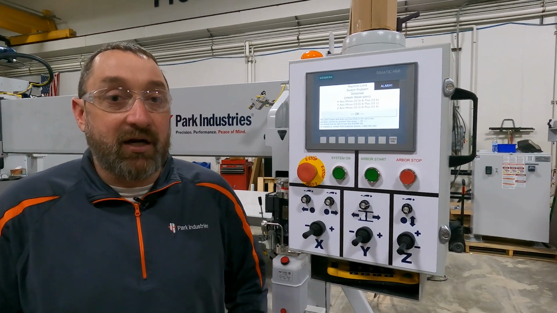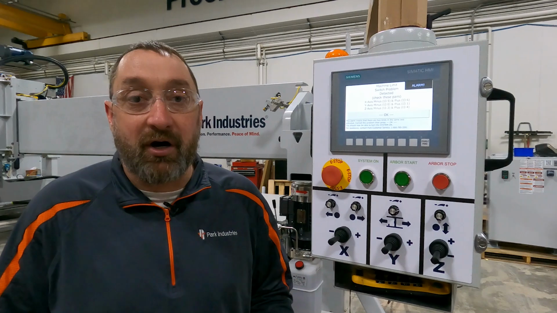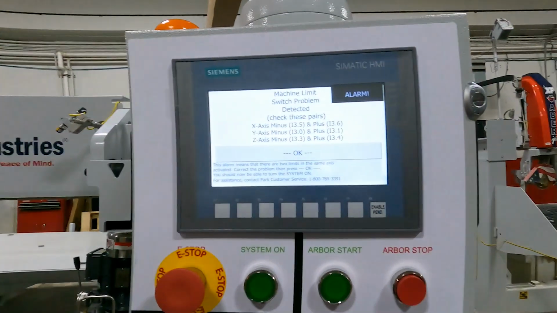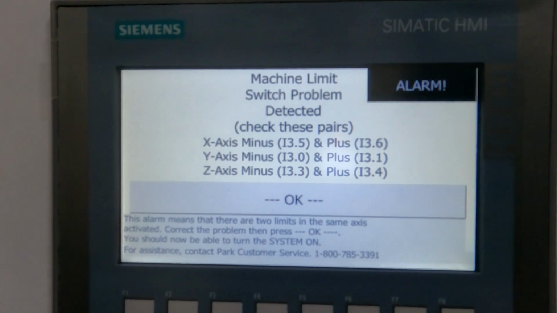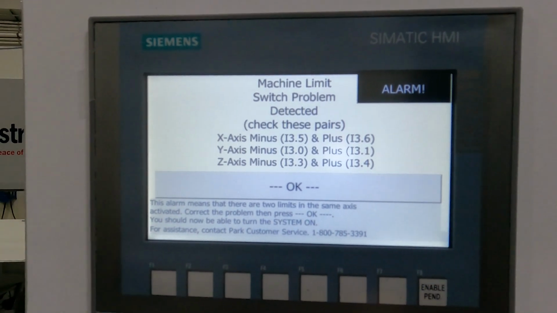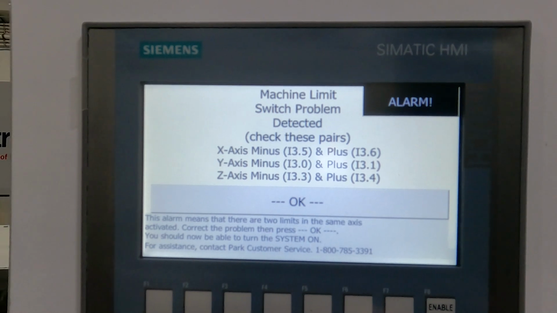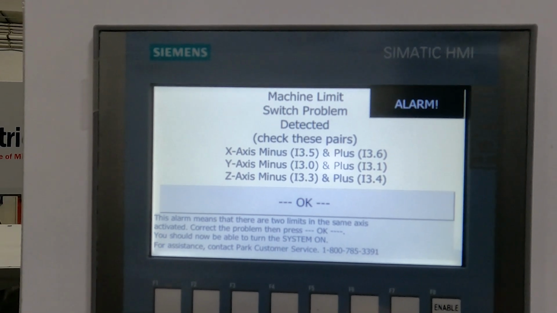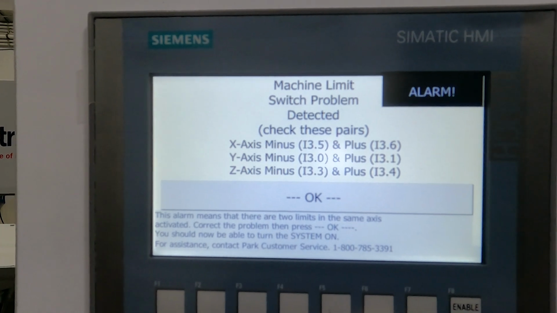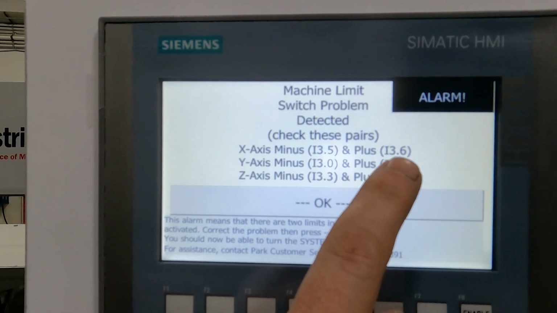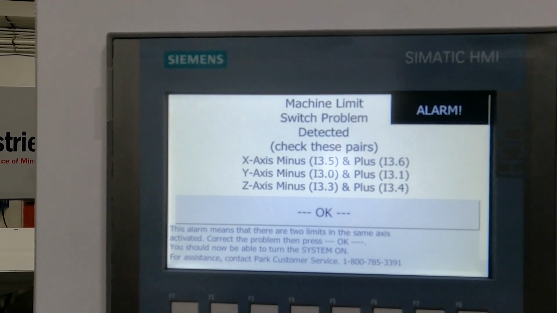In this video, we are going to show you how to troubleshoot a machine limit switch problem. So if you ever came up to your Yukon and you had an alarm similar to this, this is what we'll show you how to diagnose. First thing I would do if I was you is take a picture of that screen, and we are going to reference these input numbers here for each axis and double check them.